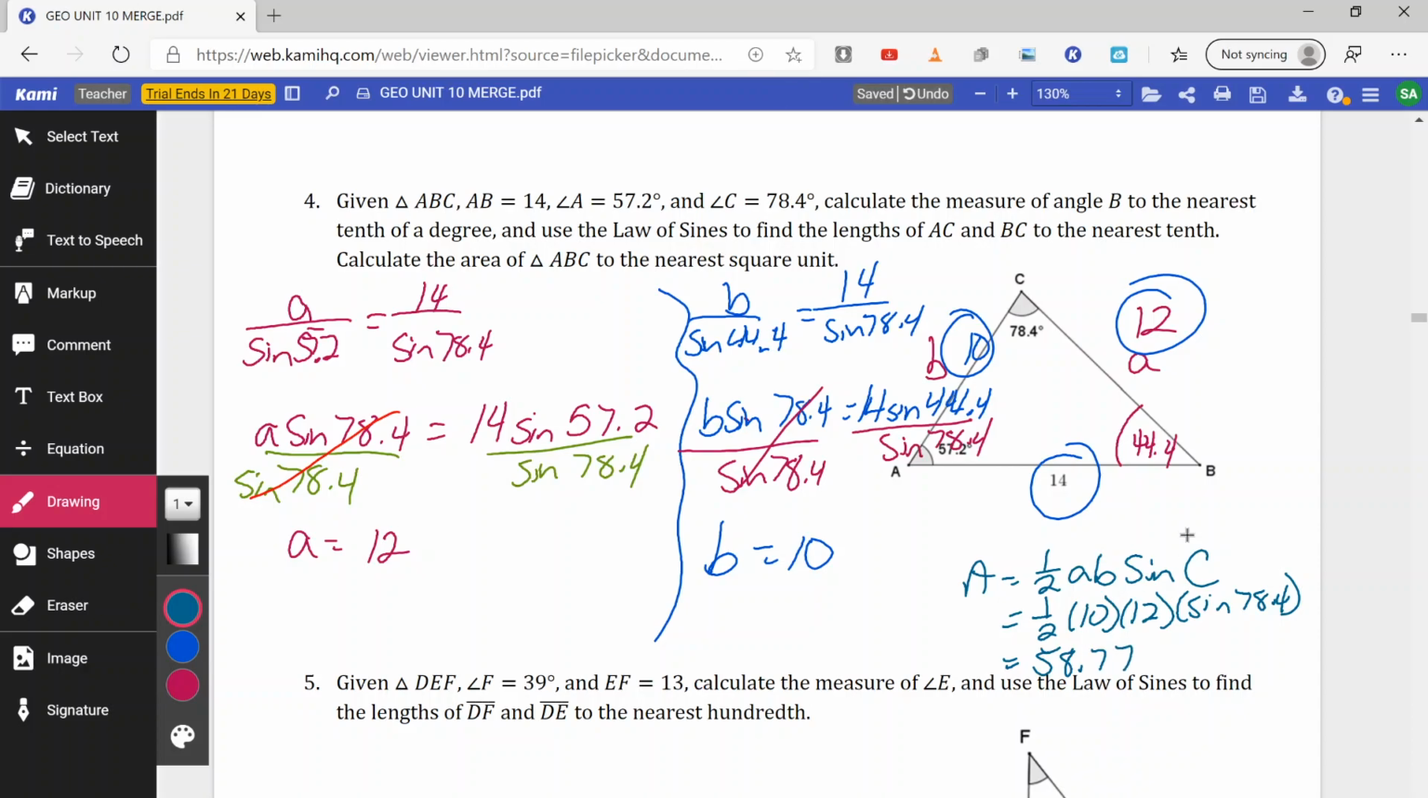and that is using law of sines to find missing sides and then using the area of a triangle, sine-wise, in order to figure out the area.